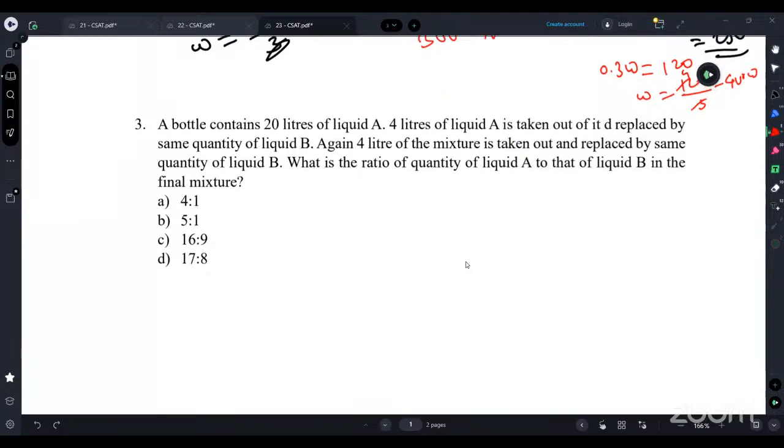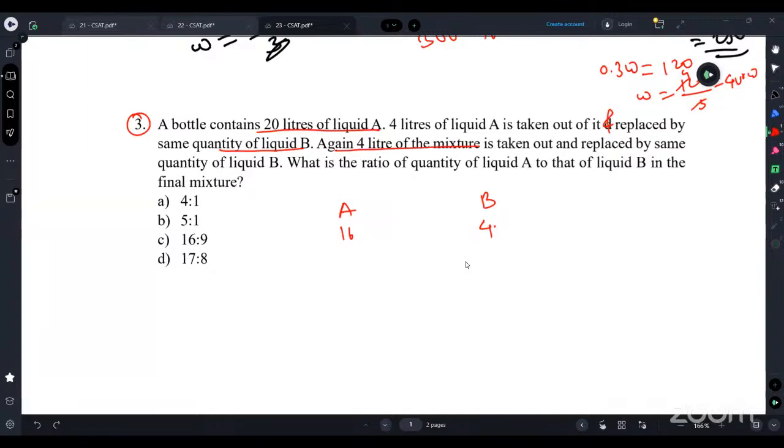See this third question now, guys. A bottle contains 20 liters of liquid A. 4 liters of liquid A is taken out of it and replaced by the same quantity of liquid B. Okay, see now. So basically in the first case, you have 16 liters of liquid A and 4 liters of liquid B, right? Because earlier there was 20 liters of liquid A, but you have taken 4 liters out and inserted 4 liters of liquid B.